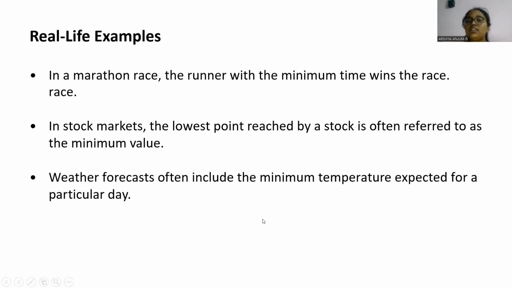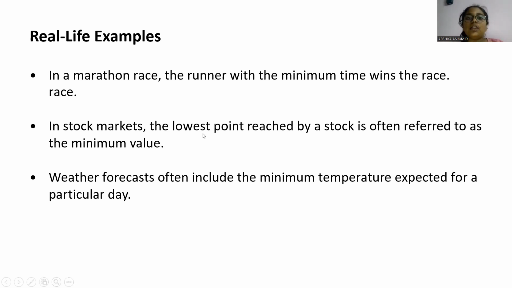Real life example. Let us know some of the real life examples where we use minimum value. In a marathon race, the runner with the minimum time wins the race. If one person comes within 3 minutes and another comes within 4 minutes, the minimum value is 3 minutes. So the minimum time wins the race.